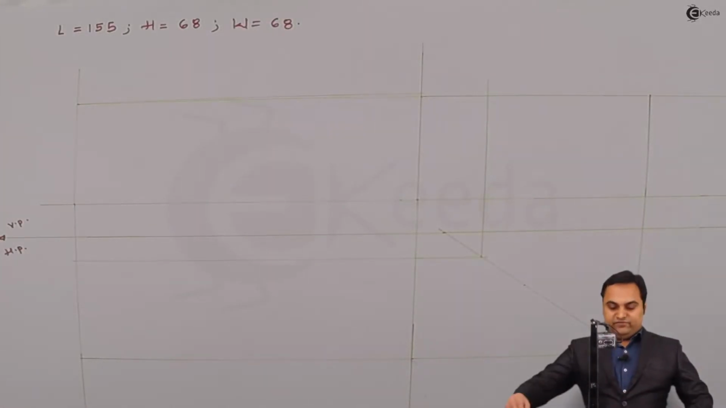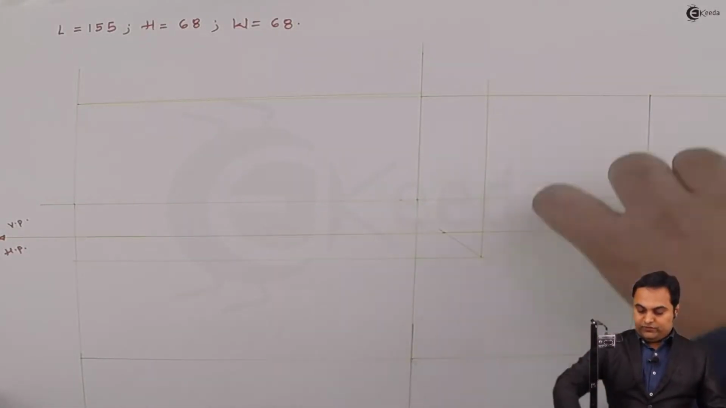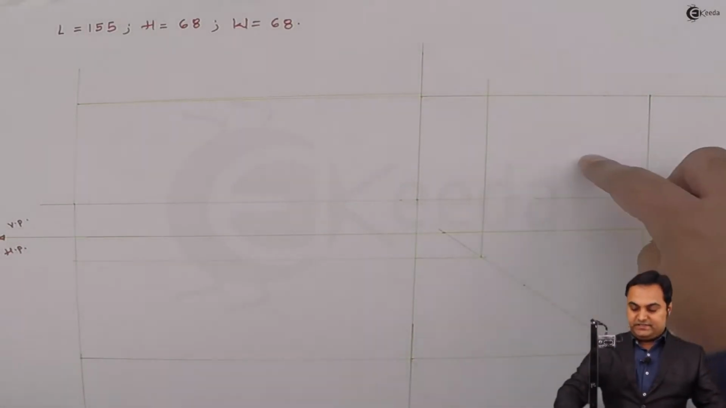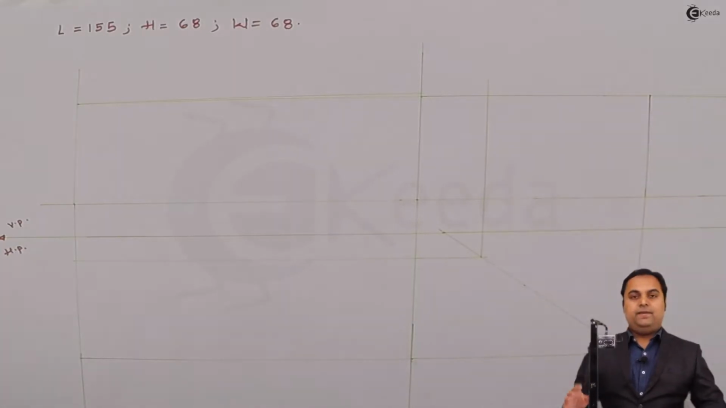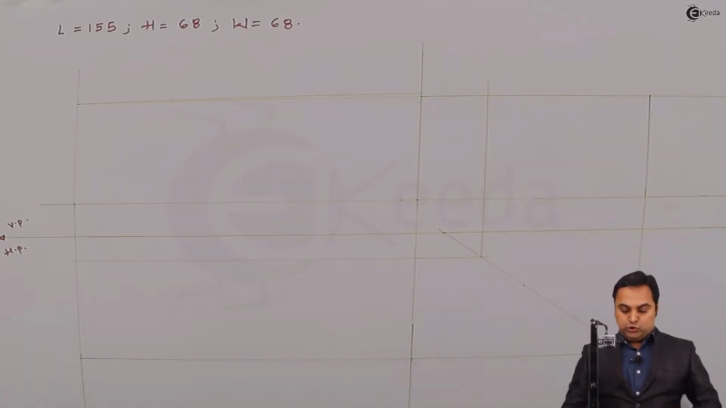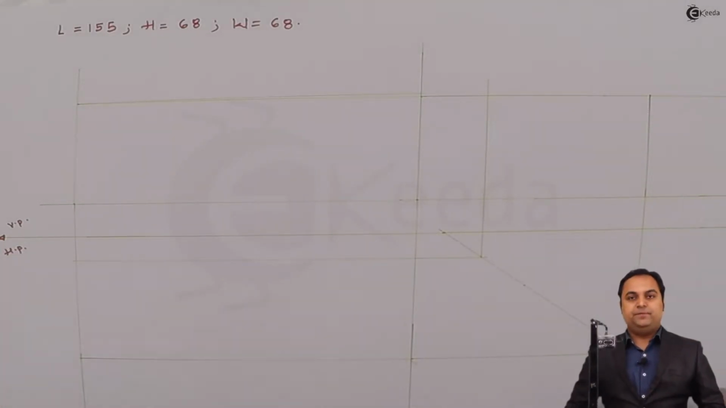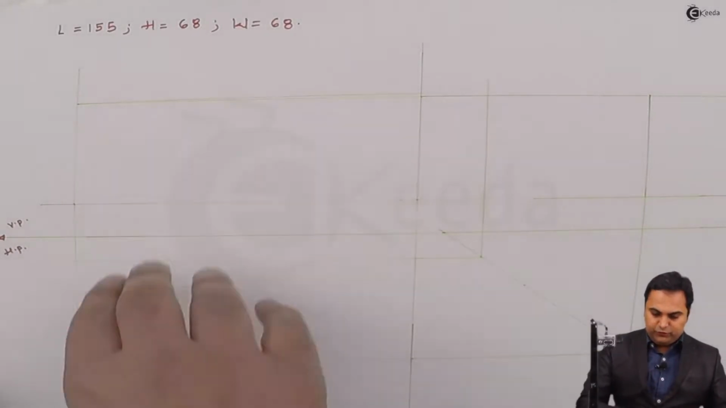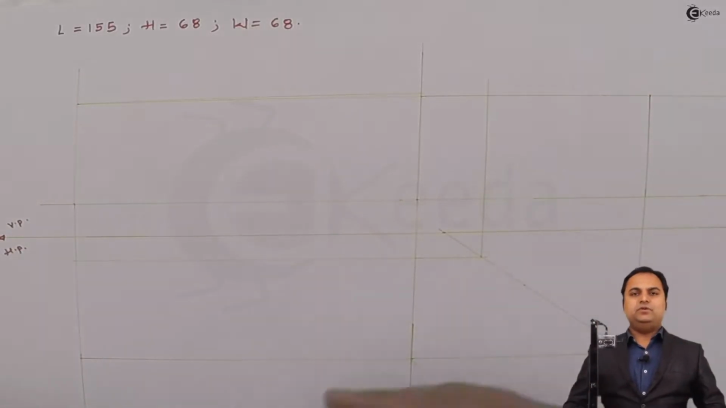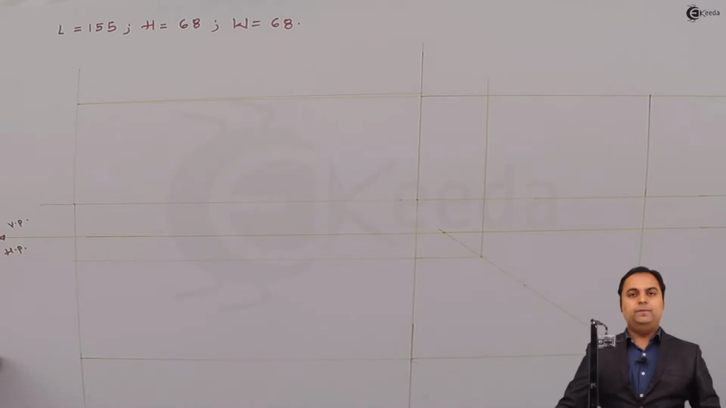So here we have the height from the front view, width from the top view. So inside this square here, I'm going to draw the side view. Once we have understood the spacing, that is where to draw front view, top view and side view, we can start with the solution to this problem.